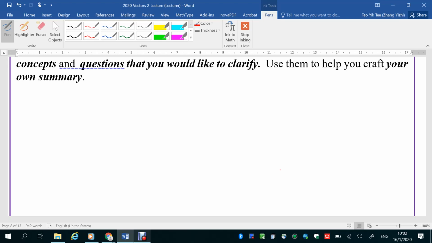Number 1, if the question asks for angle, angle of anything in vectors, confirm it is a dot product question. So the first use of your dot product is always number 1, find angle. The moment you see find this angle, find that angle, always activate dot product. What's the second use of your dot product? Find projection. The moment you see projection of this, projection of that, confirm it's dot product again.